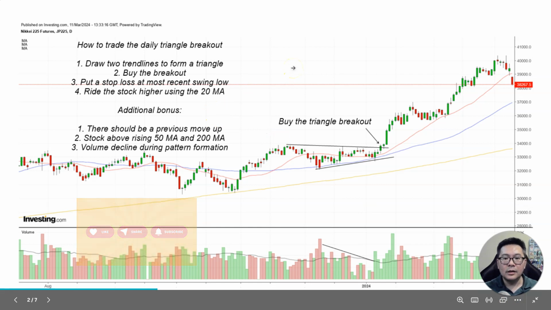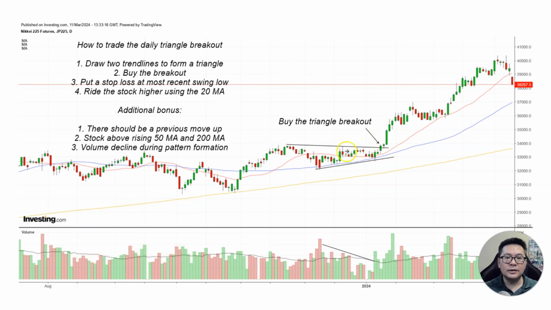Now, the triangle looks exactly like a triangle because when you connect the highs, you form a downtrend line. When you connect the lows, it forms an uptrend line. So the number one thing you need to do is to draw two trend lines connecting the lows and the highs. This is a triangle. And if you see this pattern, by the breakout, you can put a stop loss at the most recent swing lows, or you can put a stop loss at the entire pattern itself. So it's a very simple trade setup.